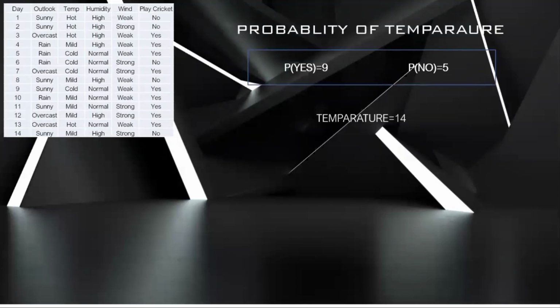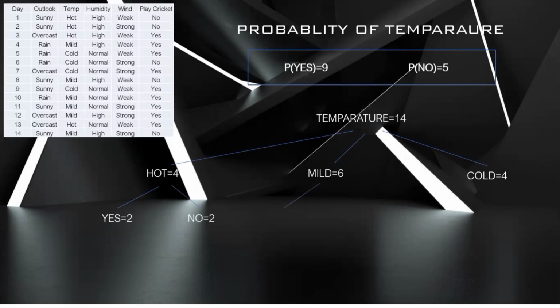There are 14 days of temperature, but in this temperature division there are three parameters: one is hot, one is mild, and another is cold. So 4 days with hot temperature, 6 days with mild temperature, and 4 days with cold temperature. Okay. So in this hot temperature, 2 days I can play, and 2 days I cannot play cricket with hot temperature.